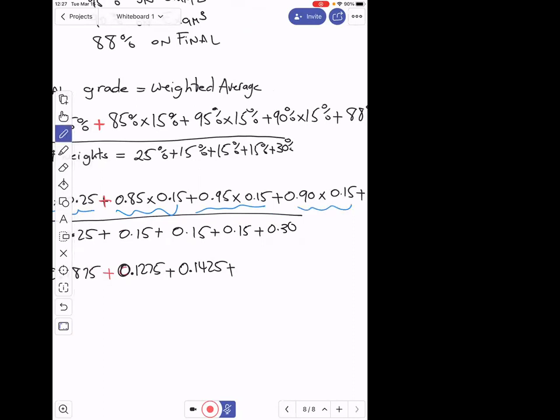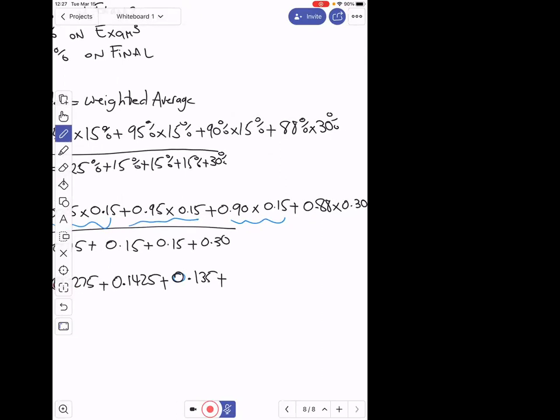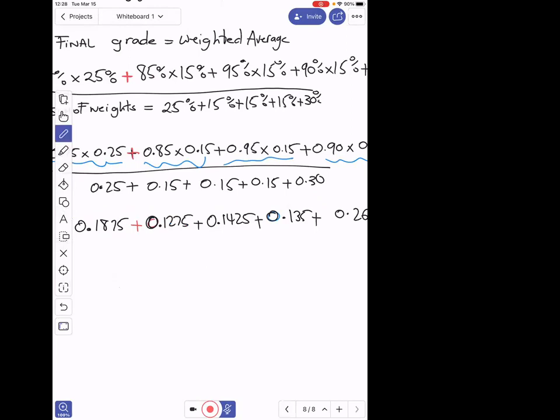So there's this 0.90 or 0.9 times 0.15, which is actually equal to 0.135. Oops, 0.135 plus, and then for the final, we have this 0.88 times 0.3, which is actually equal to 0.264. So plus. So yeah, be careful. You need to be careful when you use your calculator, right? Especially with decimals.